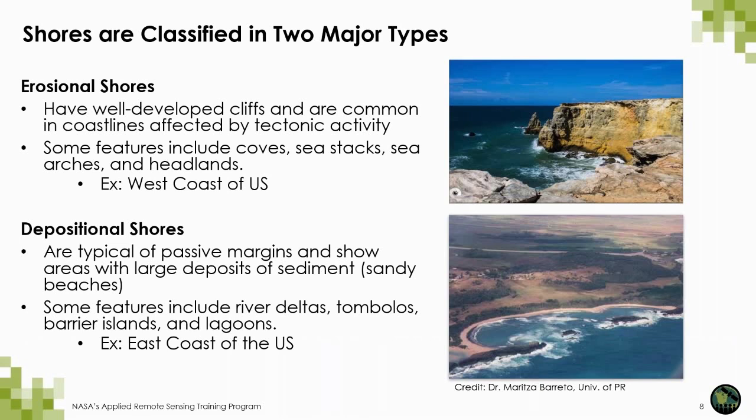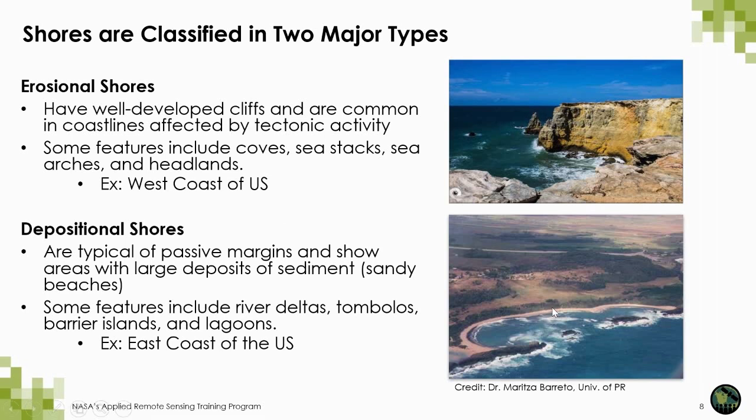Okay, so in general, there are two types of shores, erosional and depositional shores. And they are somewhat linked to the type of continental margin that they're located at. Usually erosional shores are located in areas affected by tectonic activity, therefore active margins, such as the west coast of the US, for example. They have well-developed cliffs, and a number of different features can be seen in these places, such as coves or sea stacks, sea arches, headlands. The photo here on the upper right shows a couple of these erosional features. You can see the headland over here, and you can see a small sea stack here as well.